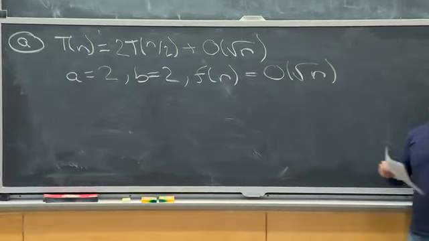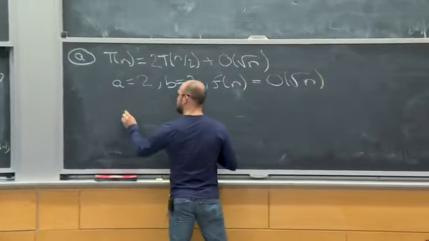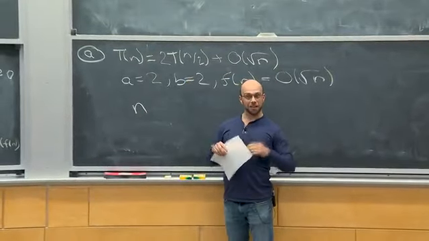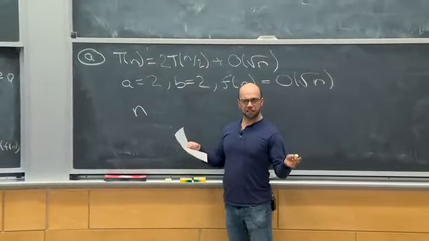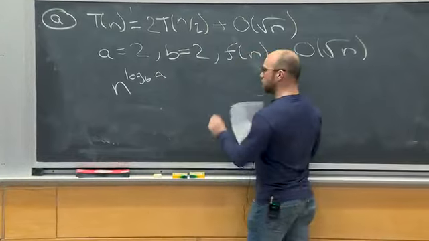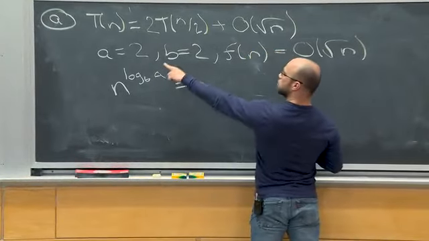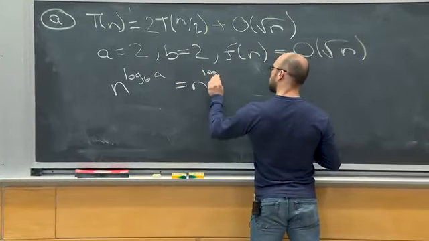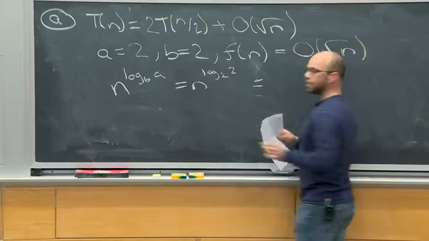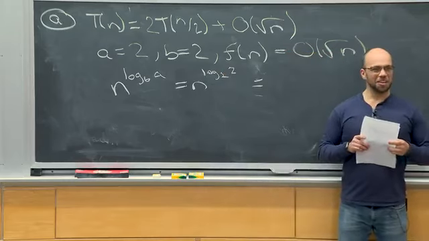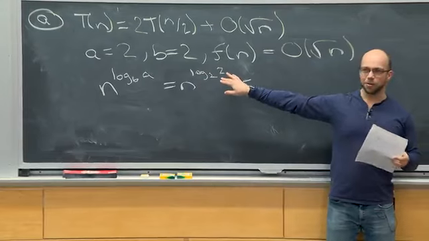OK, so now that gives us everything we need to compute n to the log base b of a. We're going to do this one really slowly, and then we're going to do the next one a little more quickly. So n to the log base b of a, well, that's n to the log base 2 of 2. Anybody have an idea? What's the log base 2 of 2?